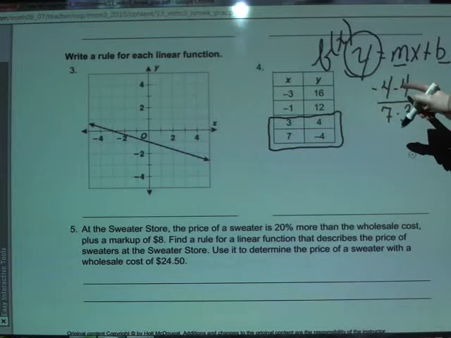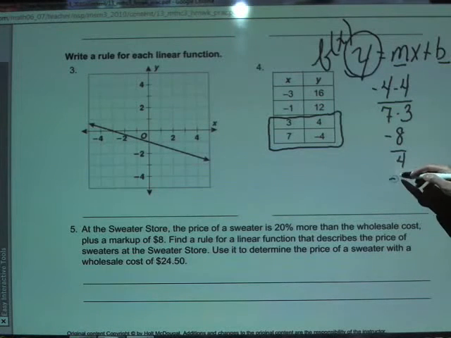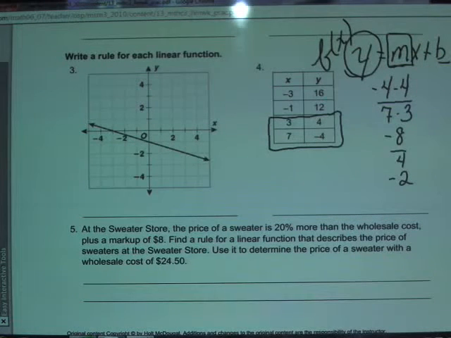All right, well, -4 minus 4 is -8, and 7 minus 3 is 4. So the slope is really -8 over 4, or -2. All right, so I have half of my answer here now. I have m. All right, now I need to find b.